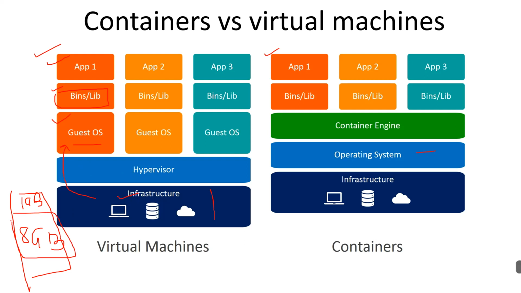Understand this thing. What is actually our aim? Our aim is to run a Jenkins application. Suppose the Jenkins application requirement is 1 GB. You understand? But if you go for a virtual machine, then the ROM, you have to take 8 GB.